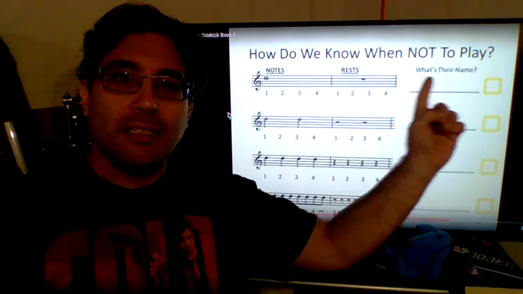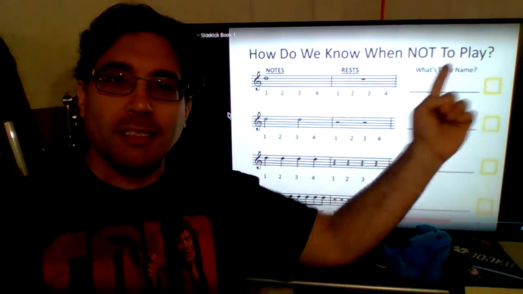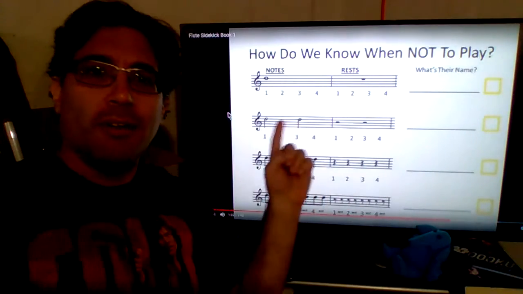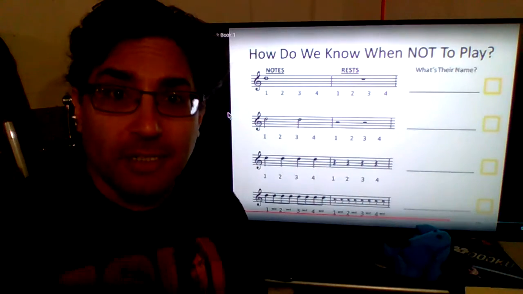How do we know not to play? How do we know when not to play? It's for all the instruments. All of you have a page somewhere that looks like this, just different page numbers.